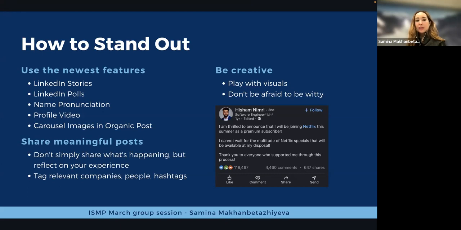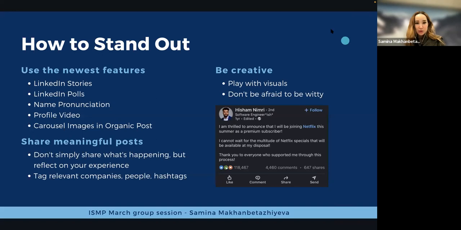And make sure to tag relevant companies, people, or hashtags whenever you're posting. So if you are sharing about the job that you have gotten, make sure to tag the company that you're going to, and the people that helped you, thanking them, right? The reason is that it also gets to show up on their profile. So when you tag somebody, it increases your reach. The chances of your post being seen expand to their connections as well. So this is your opportunity to make your post stand out if you'd like to increase reach.